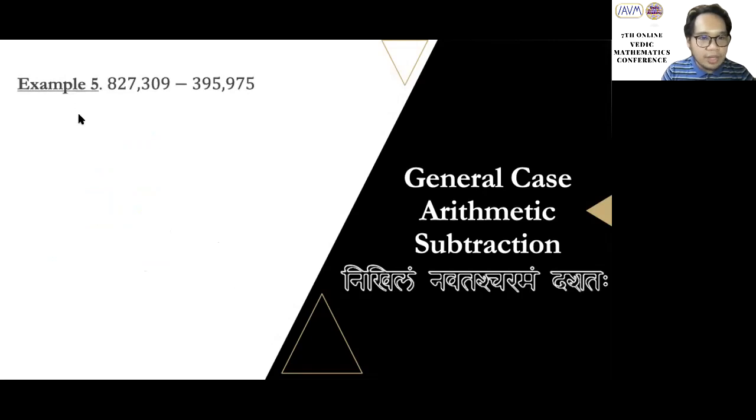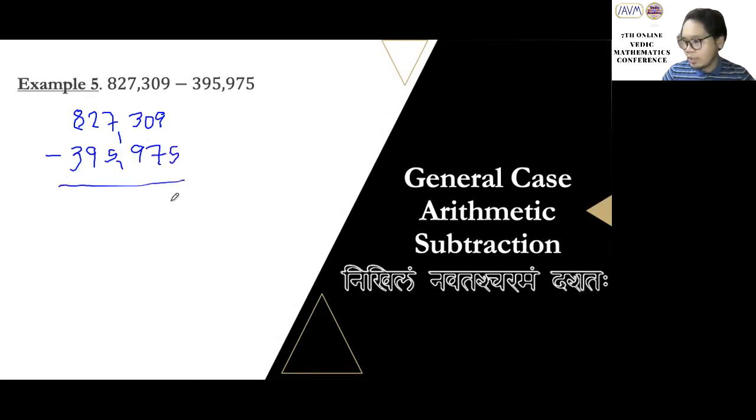So we have 827,309 minus 395,975. Okay, so how do we do that? We're going to do that using the general case arithmetic subtraction still.